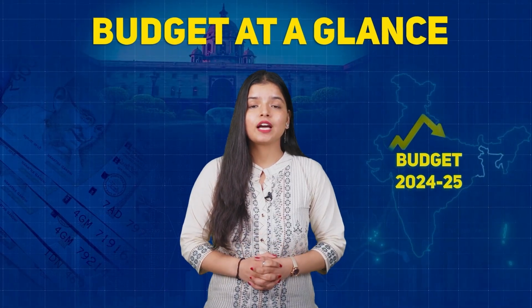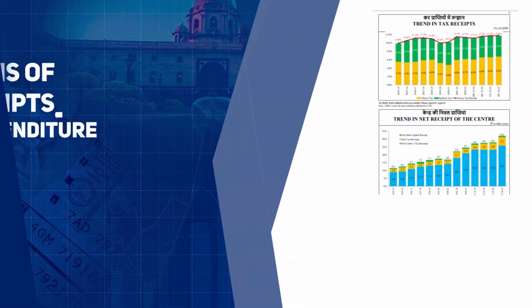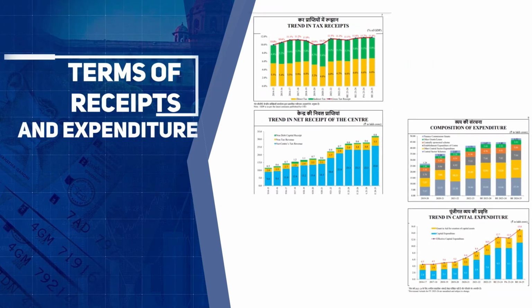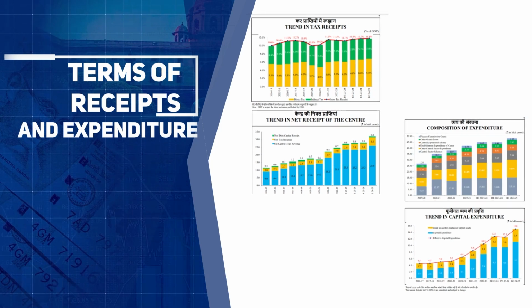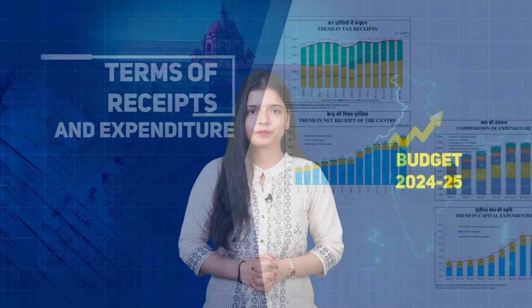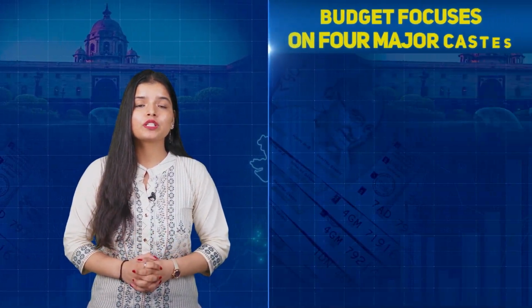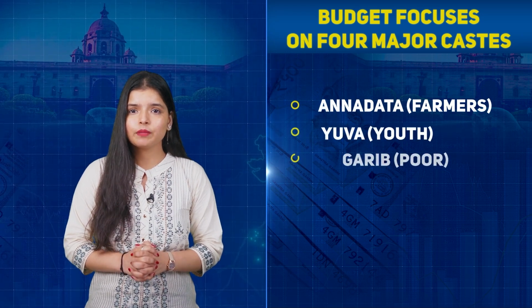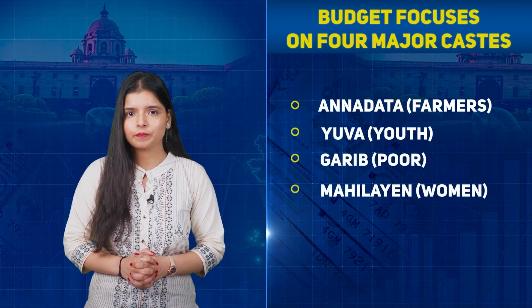We'll start with the budget at a glance, which includes the receipts and expenditure for the years 2022-23, 2023-24 and 2024-25. Please have a look at the infographics for the important numbers in terms of receipts and expenditure. This year's budget focuses on 4 major castes: Krishi, farmers, Yuva, youth, Garib, that is poor, and Mahilaएं or women.